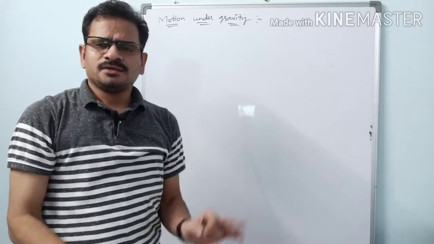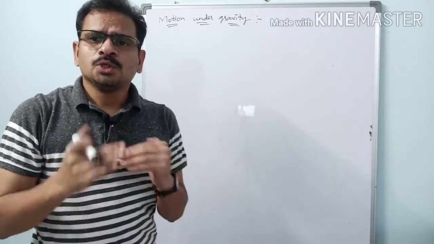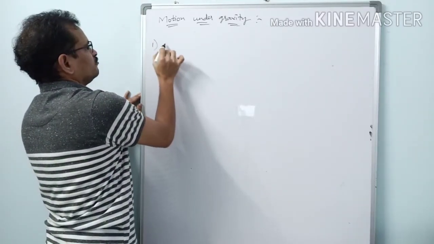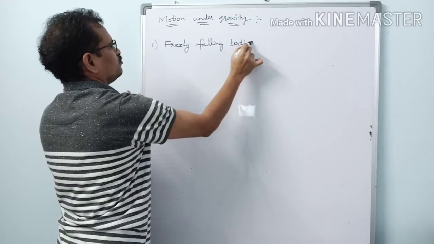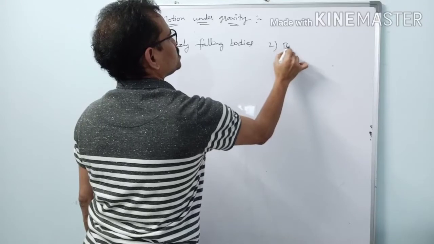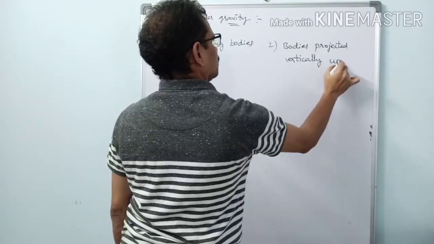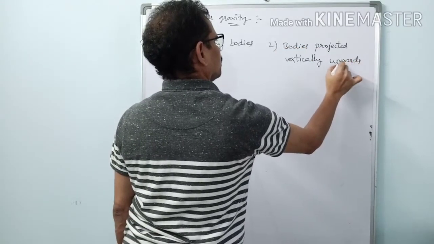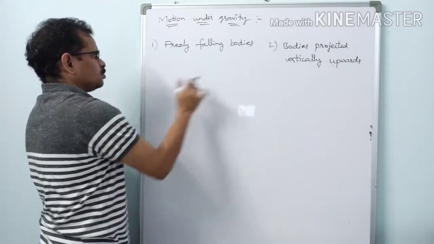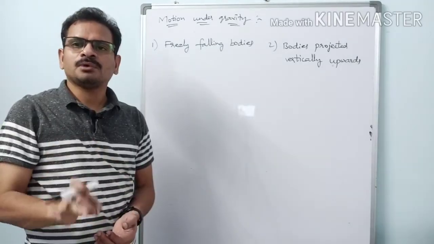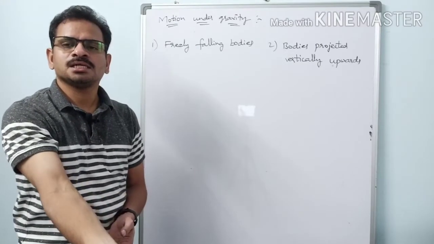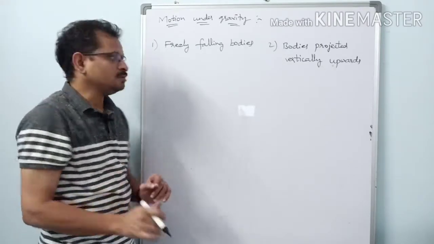Let us divide the motion under gravity into two categories. Number one is freely falling bodies. And number two is bodies projected vertically upwards. So what does freely falling body mean? Just hold a body and leave it, and it falls down. Such a motion of a body is called a freely falling body.